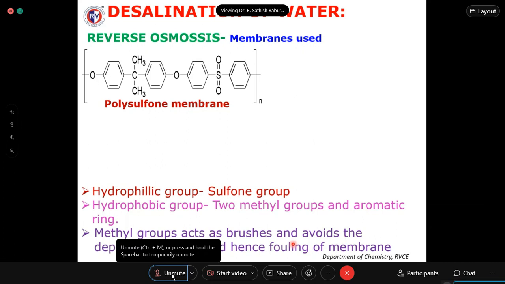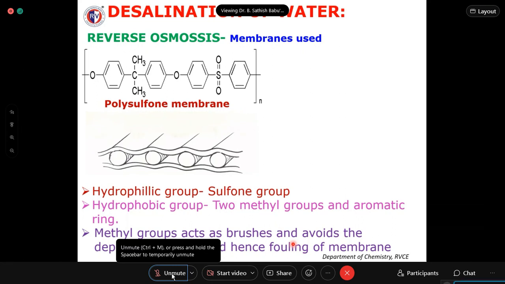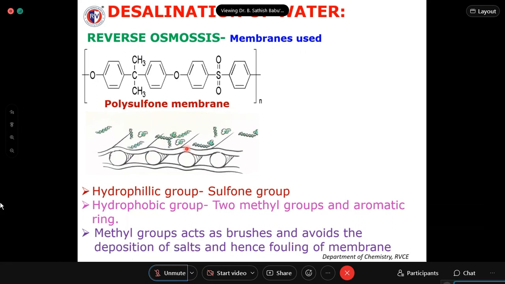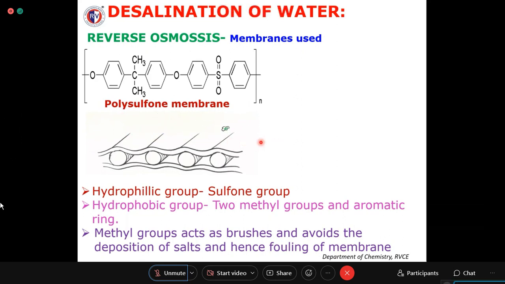Okay. So I'll show you one animation here. So if this is a polymeric membrane, there are methyl groups here. You cannot see that one. If any membrane fouling is there due to the deposition of salts or any other suspended matter, that can be removed. Fouling will be removed. Okay. So the role of this methyl group is that one, brushing action.